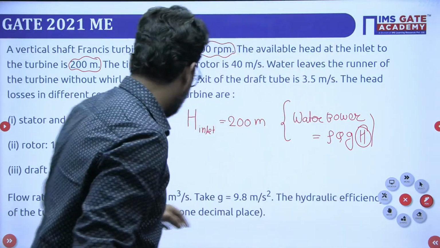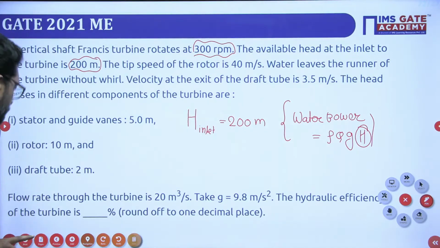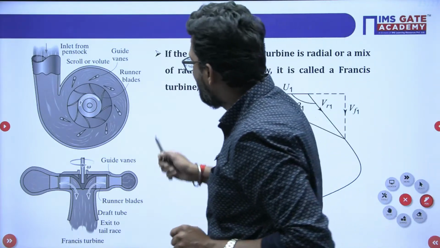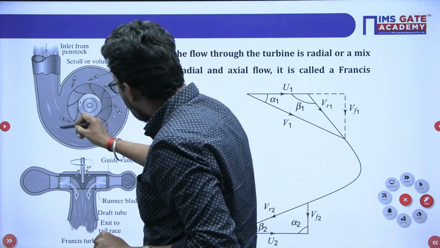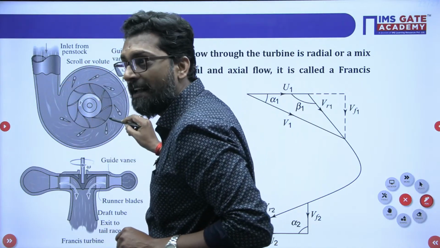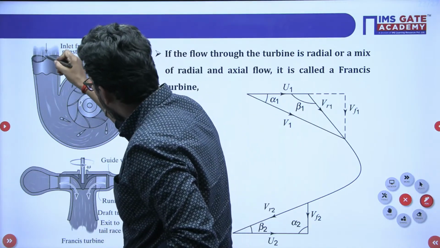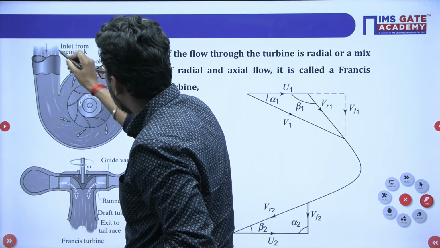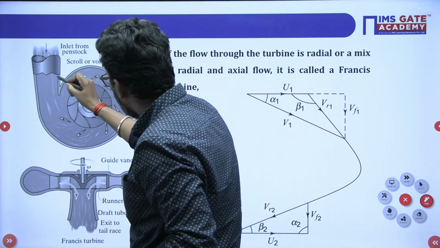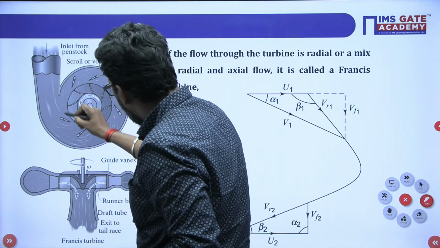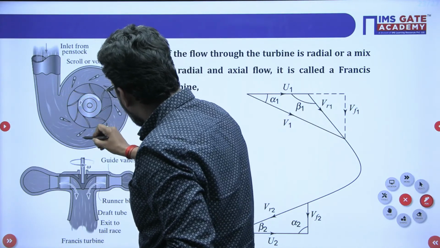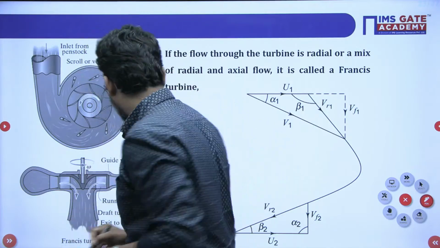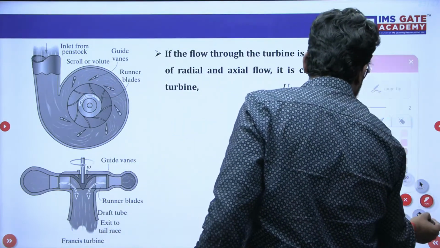Now my dear, see this one. This is your reaction turbine. See, this is a spiral casing. Now the fluid comes from the penstock. This is the inlet from the penstock, and this penstock finally takes the shape of the scroll casing or volute. That means spiral casing. So the volute is the casing. It is in volute shape.